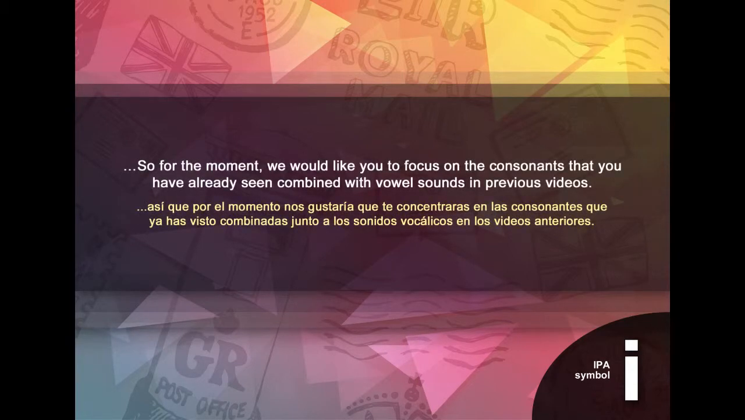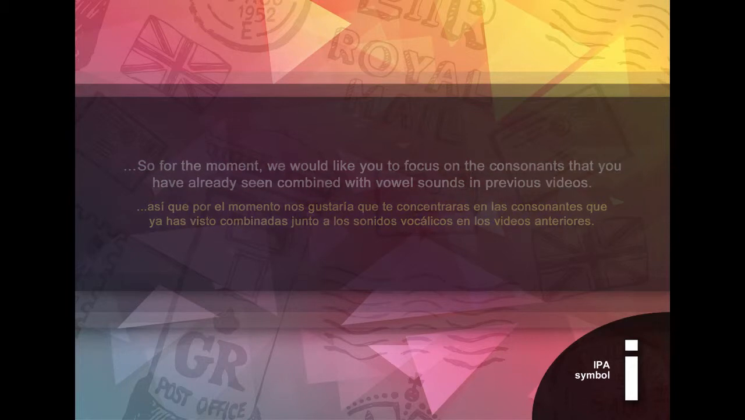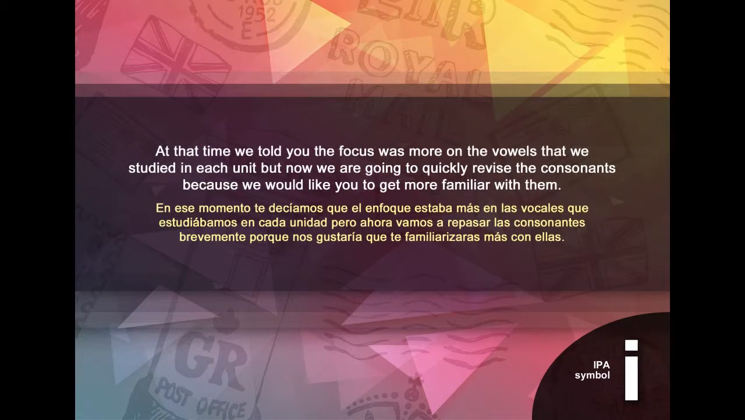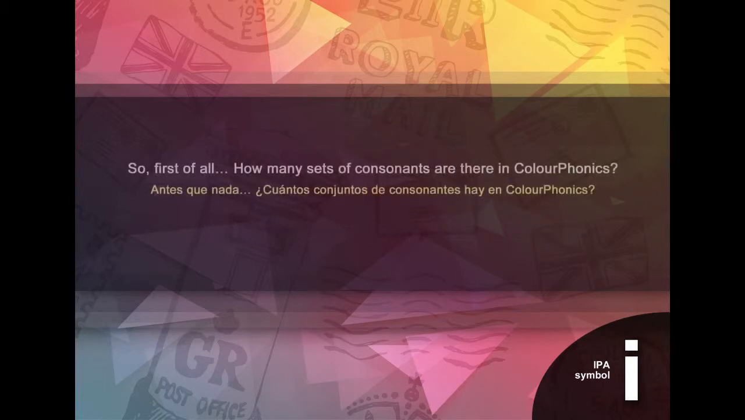So for the moment, we would like you to focus on the consonants that you have already seen combined with vowel sounds in previous videos. At that time, we told you the focus was more on the vowels that we studied in each unit, but now we are going to quickly revise the consonants because we would like you to get more familiar with them. So, first of all, how many sets of consonants are there in Colourphonics? 10. Let's look at each of them.